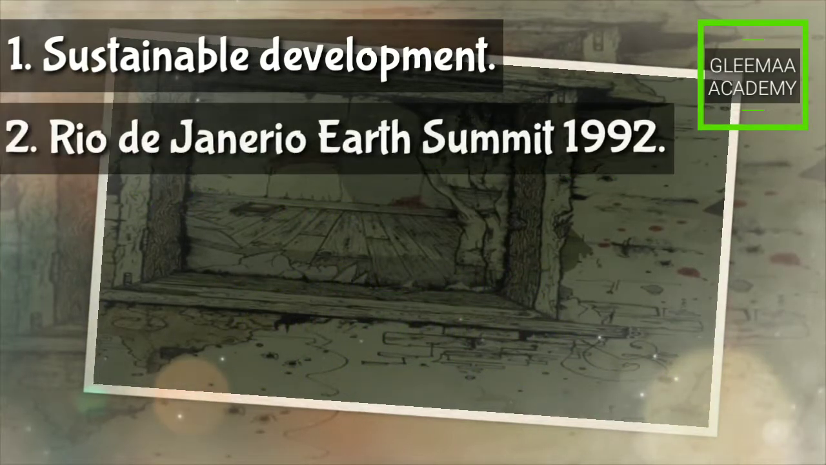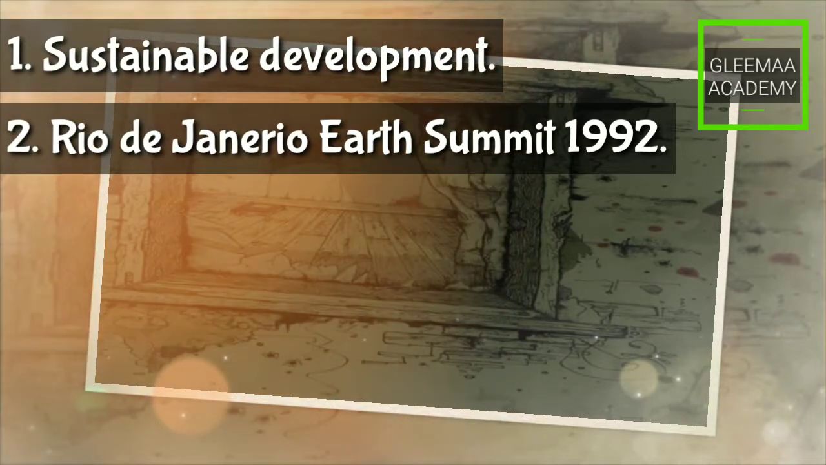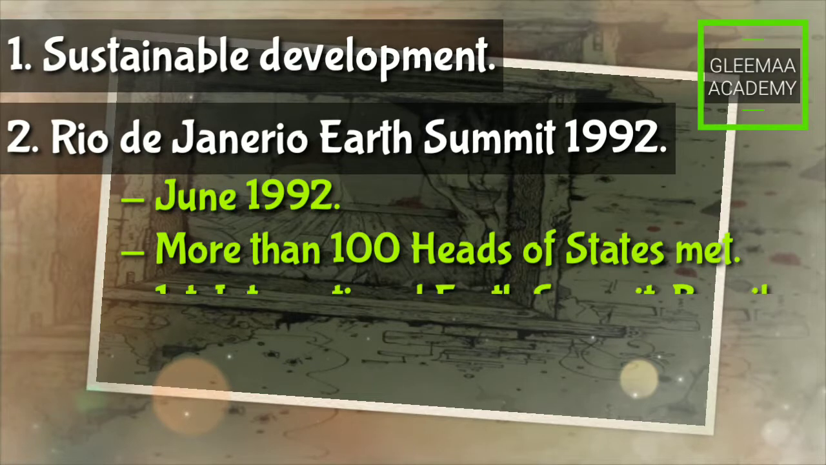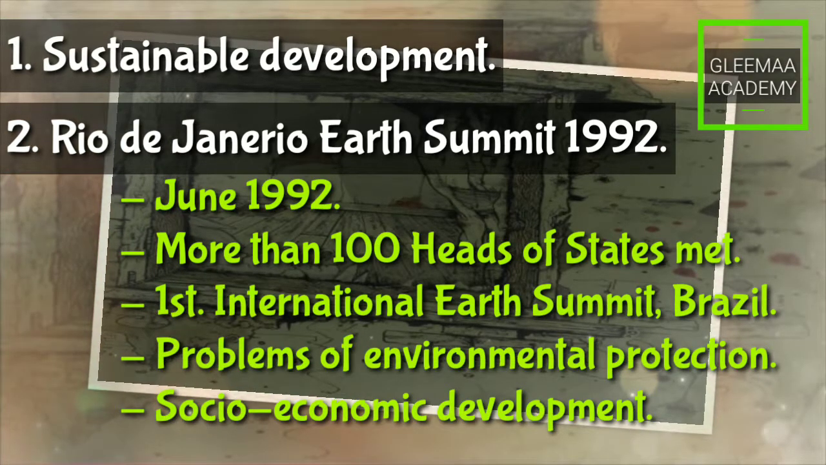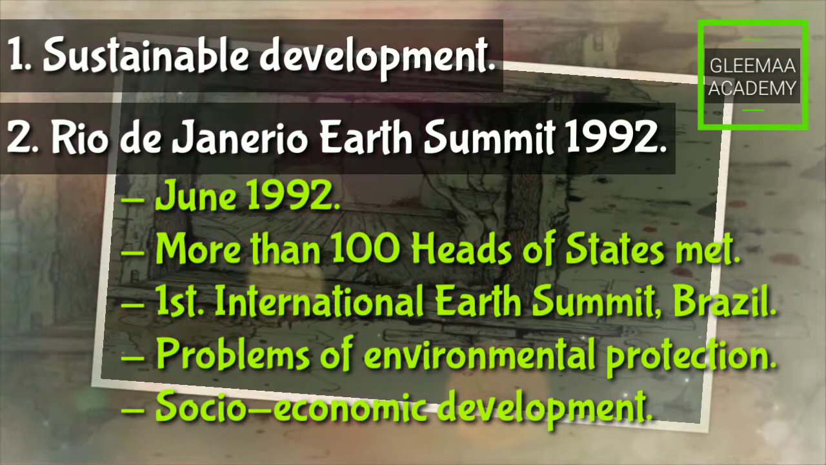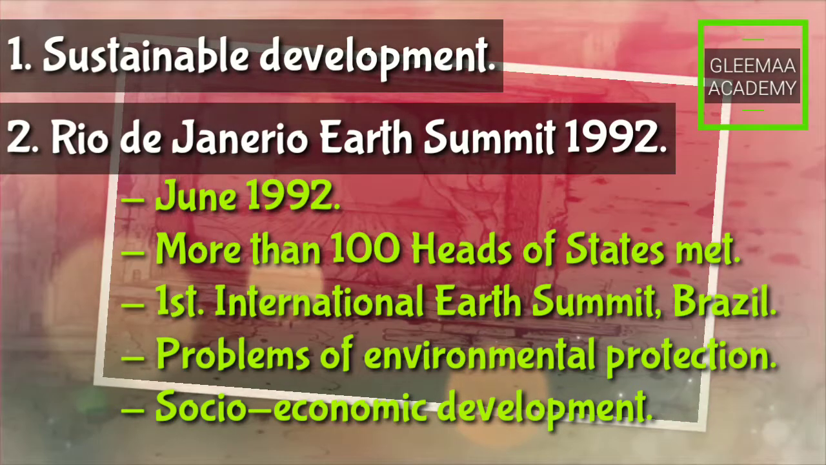Number 2, the Rio de Janeiro Earth Summit 1992. In June 1992, more than 100 heads of state met in Rio de Janeiro in Brazil for the first International Earth Summit, which was convened for addressing urgent problems of environmental protection and socio-economic development at the global level.